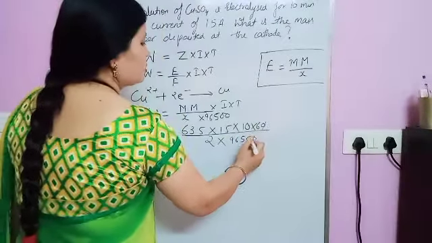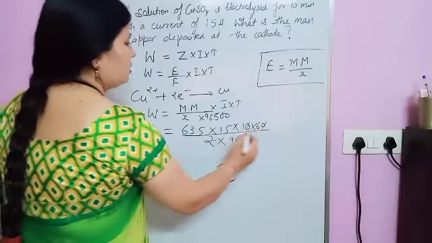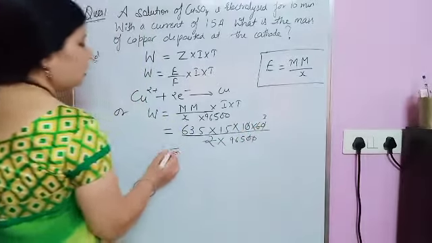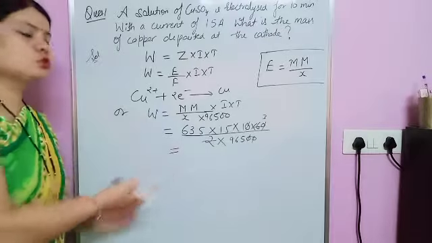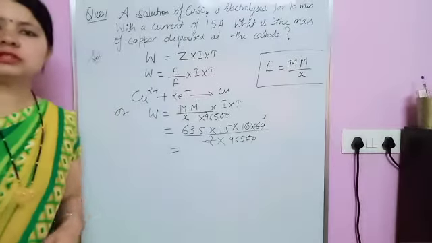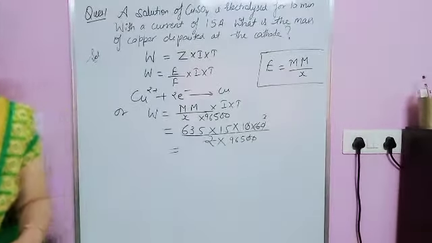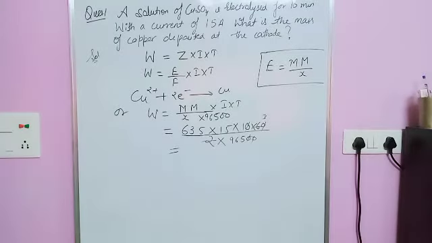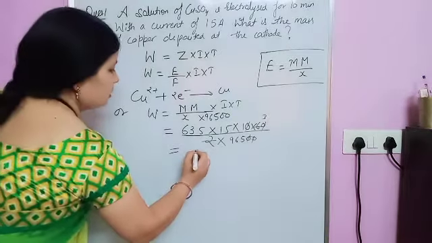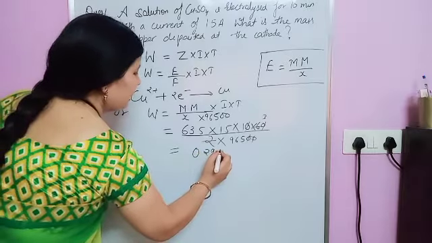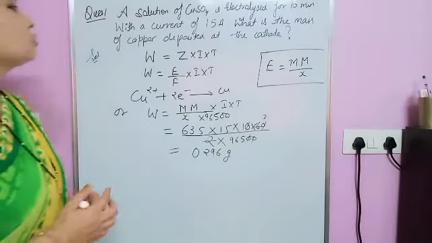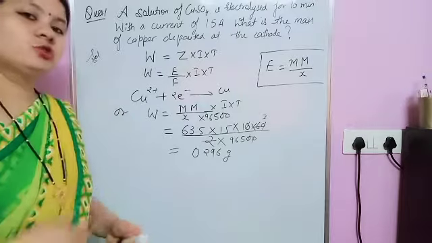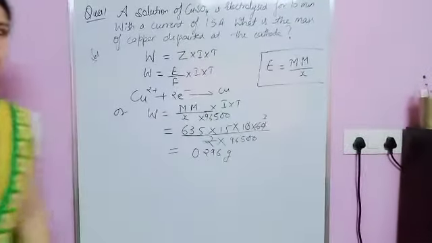And that is 96500. Now this 2 and this 2 cancel. After solving this value, you can pause the video and solve it. After solving this, your answer is 0.296 gram. This is your answer with the help of the formula. I'll explain the unitary method also. Okay, note down this.